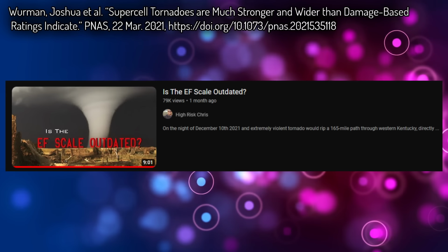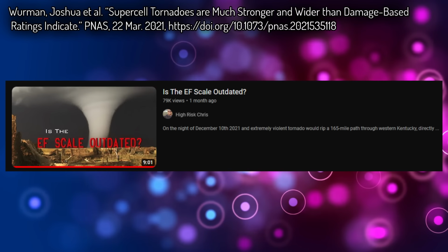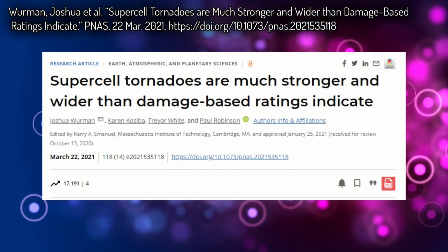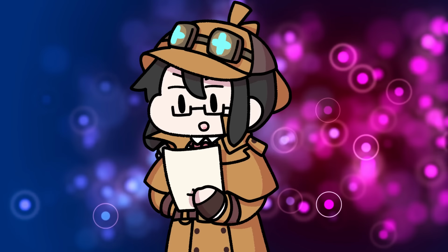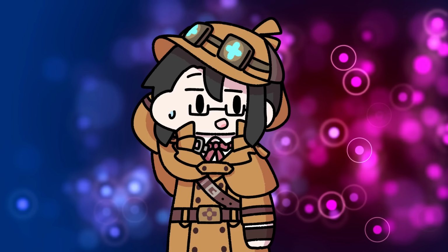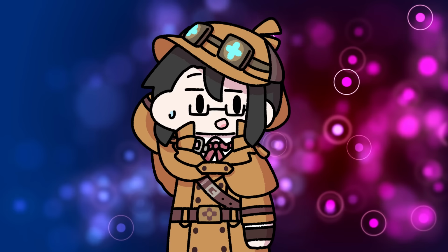There was this paper that was making the rounds because of a video High-Risk Chris made on the EF scale back in December, titled "Supercell tornadoes are much stronger and wider than damage-based ratings indicate." So I read through the paper and it's essentially a nothing burger. Okay, I'm getting ahead of myself.